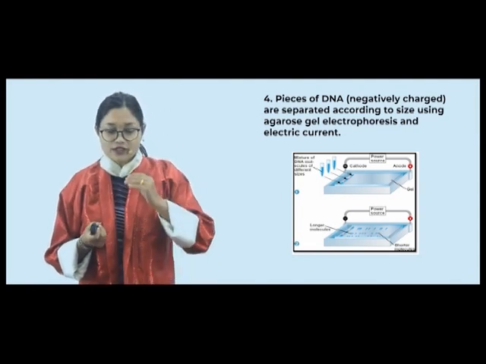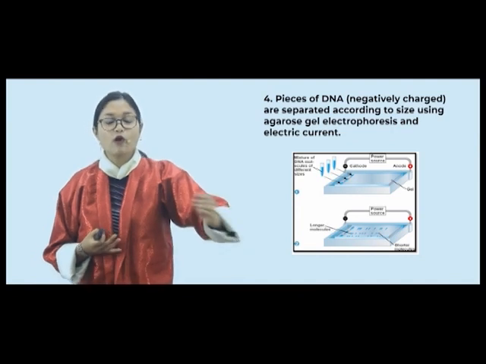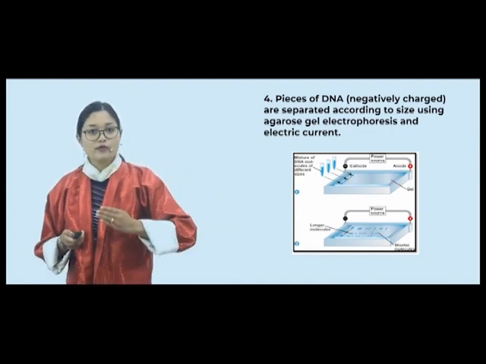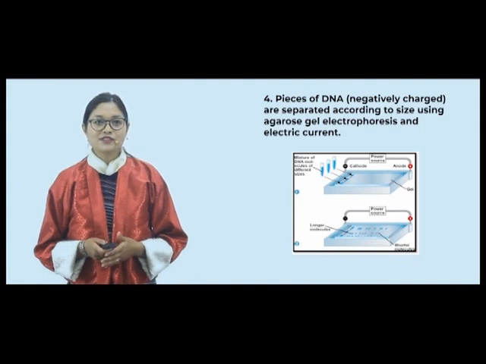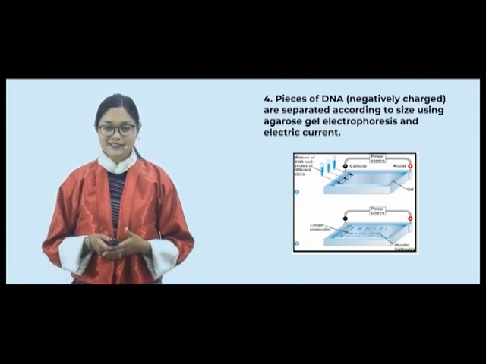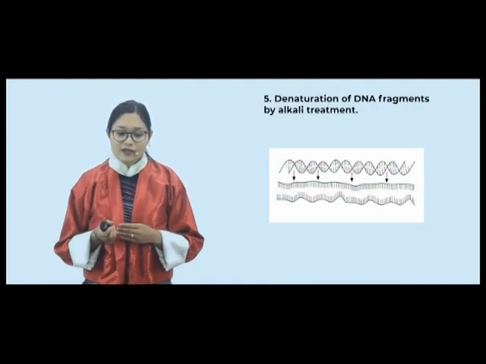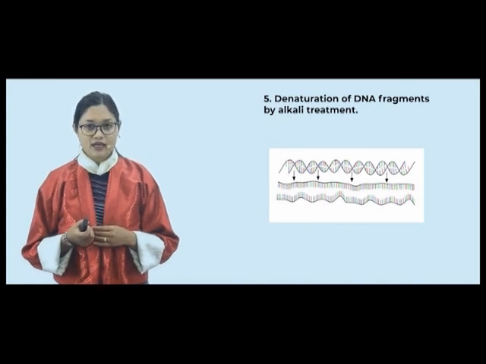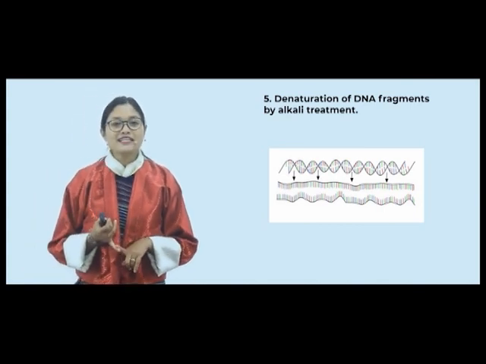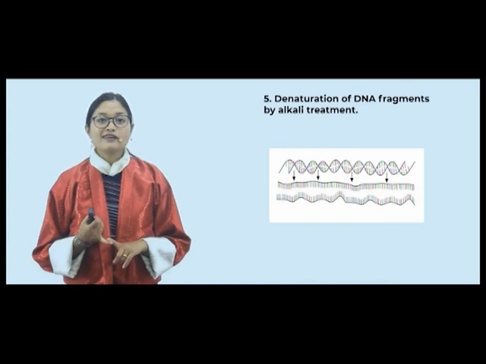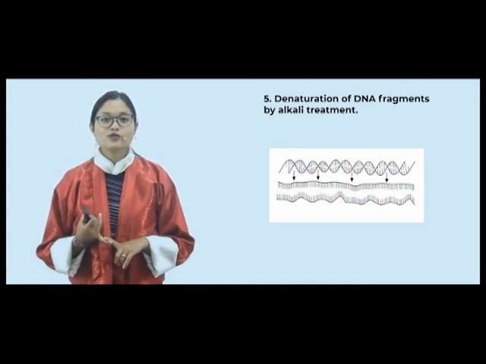As you know, the shorter the length, the faster the movement. The longer the length, the slower its movement. Now in the next step, after doing the gel electrophoresis process, again we are going to denature the DNA. Knowing that human DNA is helically coiled, it contains 2 helices.